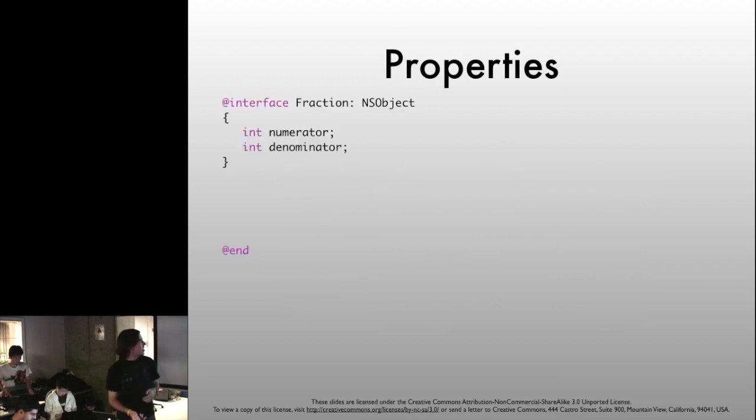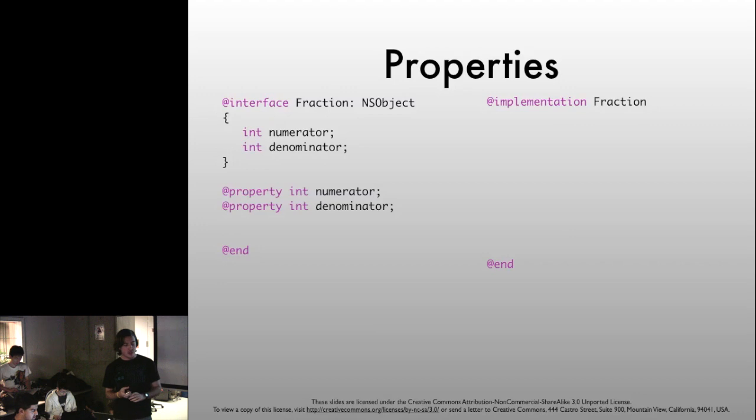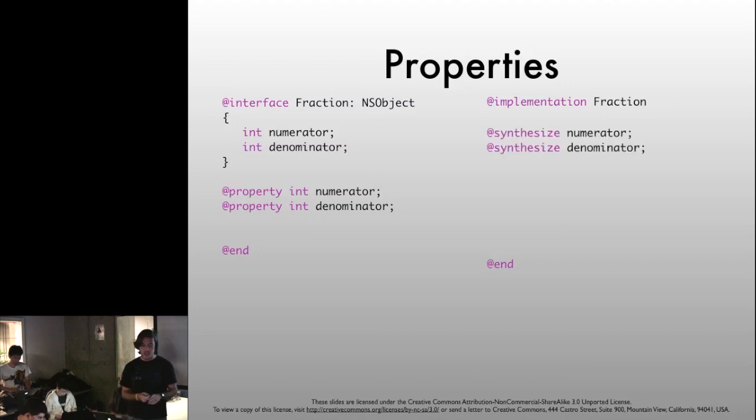So here's that same class again, but I'm going to write those setters and getters using properties instead. Notice how much shorter this is. We have a numerator and denominator, and I'm just going to say that those are properties. So I declare @property, the type of the property, and then the name of the property. And then in the implementation file, we just say @synthesize. The synthesize directive is what actually tells the compiler, write this for me.